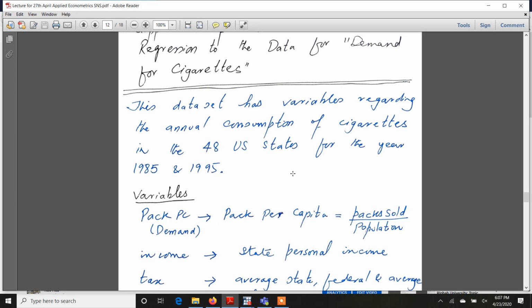For my students who are currently enrolled in the applied econometrics course, this dataset has been uploaded both on the learning management system, that is the LMS, and the Microsoft Teams for the course.